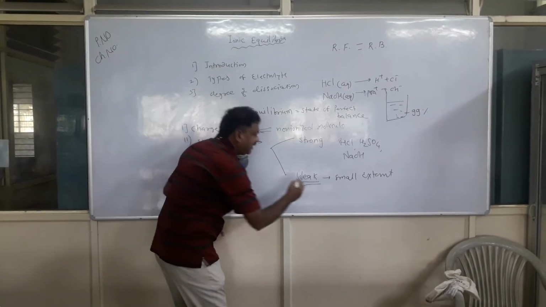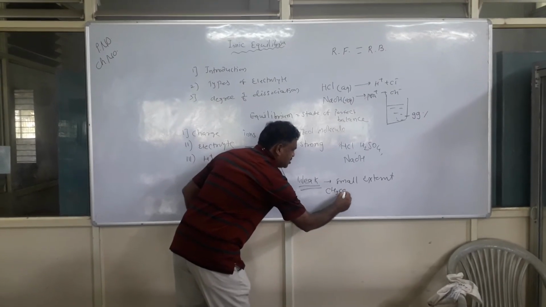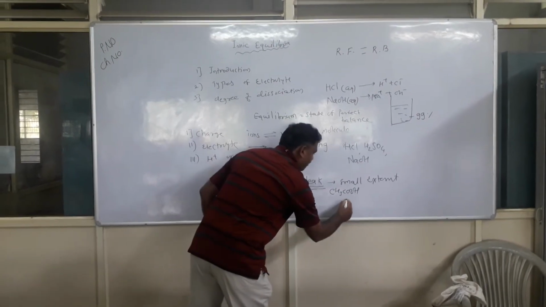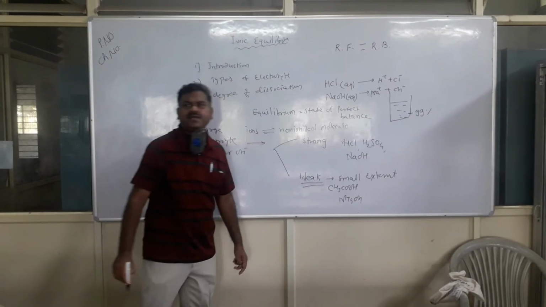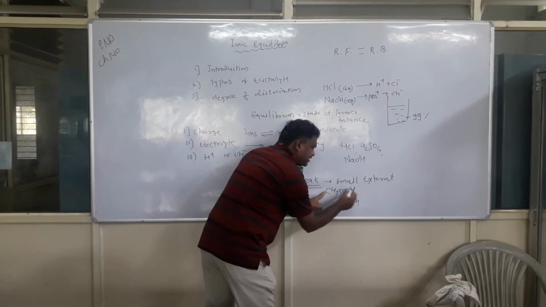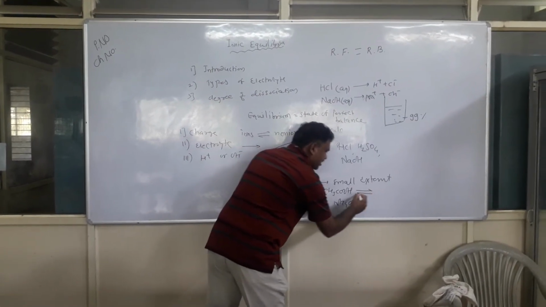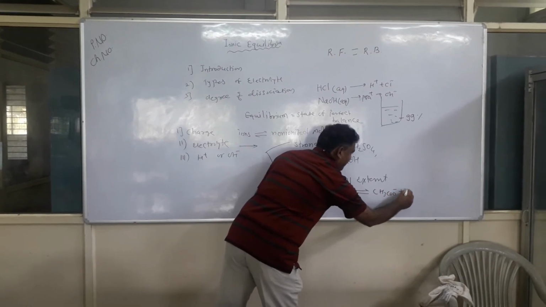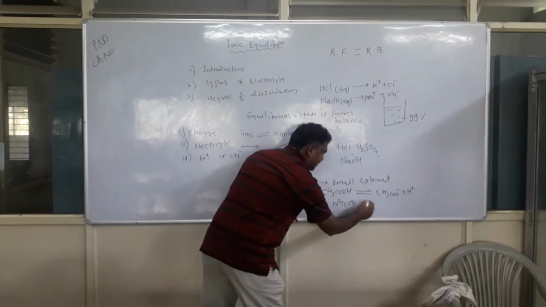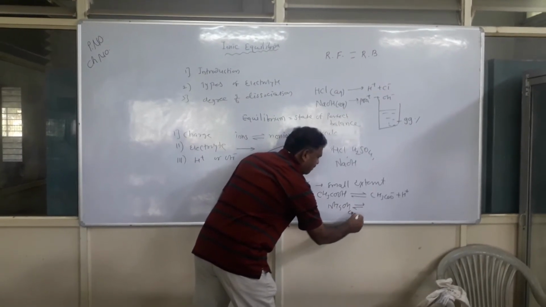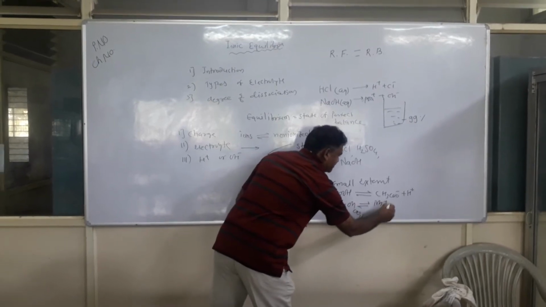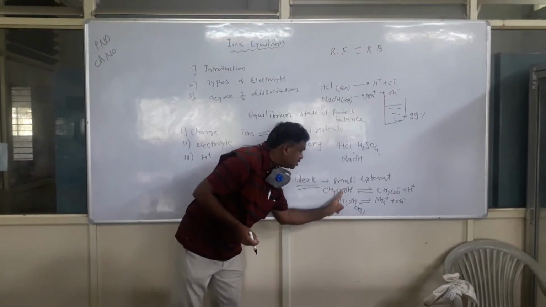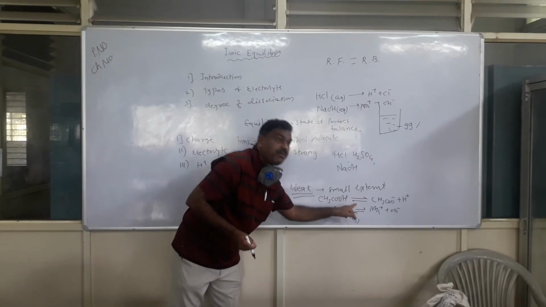An example of a weak electrolyte is CH3COOH, that is acetic acid. Another one is ammonium hydroxide. Acetic acid gives CH3COO minus plus H plus. Another one is ammonium hydroxide in aqueous form, which gives ammonium plus and hydroxide ions. Therefore, this CH3COOH is in equilibrium form.